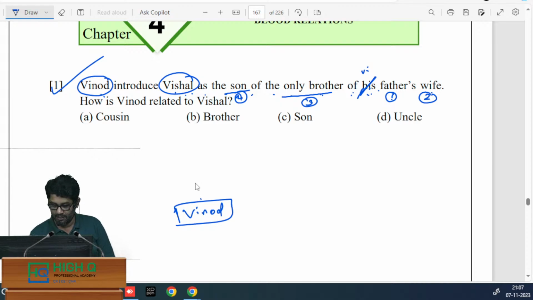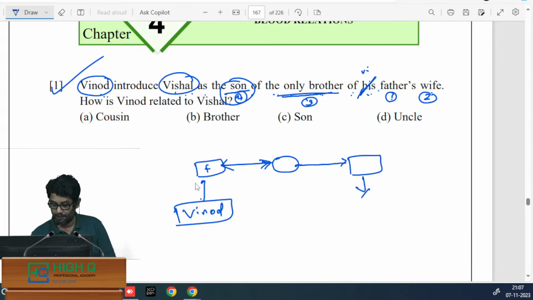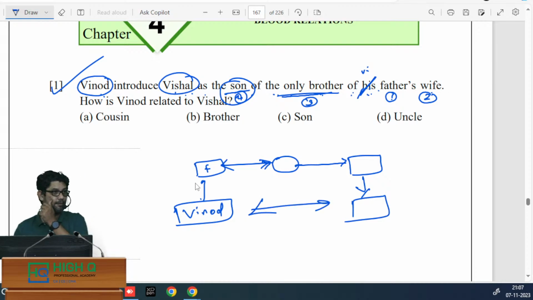Father. First blood relation is what? Father. Next one is what? Wife. Am I right, my dear? Next one is what? Only brother. So this wife, this is spouse only, na? This wife has got only brother. And next last one is what? Son. That brother has got a son. Now how these two people are related, my dear?